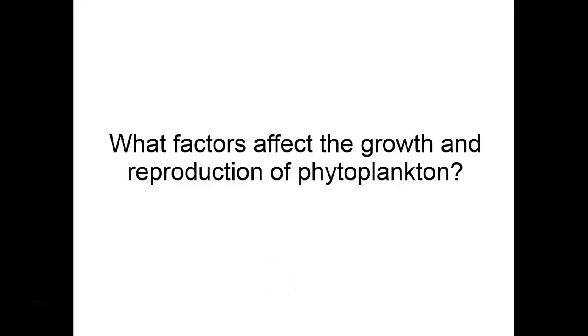Hello, oceanography students. In the previous video, you learned about different types of phytoplankton, which are planktonic organisms that are able to photosynthesize. In this video, we're going to learn a little bit about the factors that affect how quickly they grow and reproduce. In other words, what are the main factors affecting primary production in the ocean.